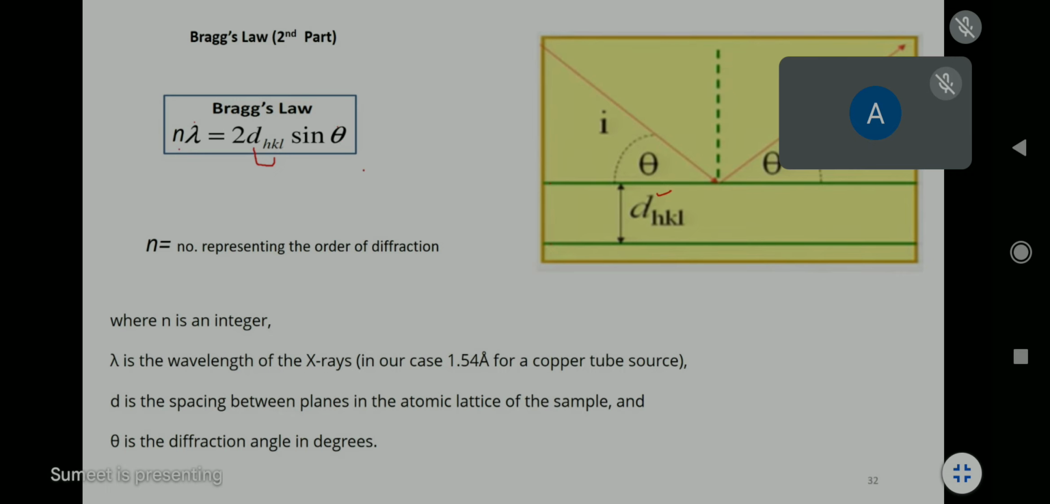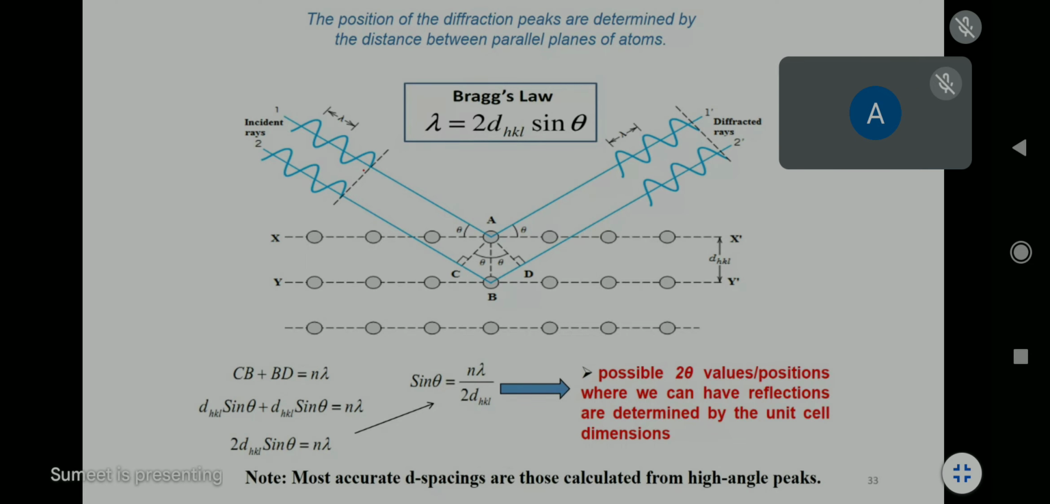So this is the important part of X-ray diffraction, and it is mostly asked in exams: what is Bragg's law, and you will be asked about its derivation. This is how we will determine the Bragg's law.